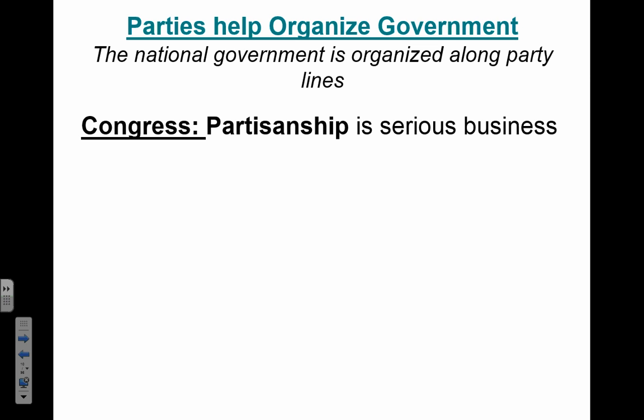The Speaker of the House is always coming from the majority party. So the Republicans control the House of Representatives. The Republicans within the House will choose who the Speaker of the House is. So we look at partisanship of the Speaker of the House.